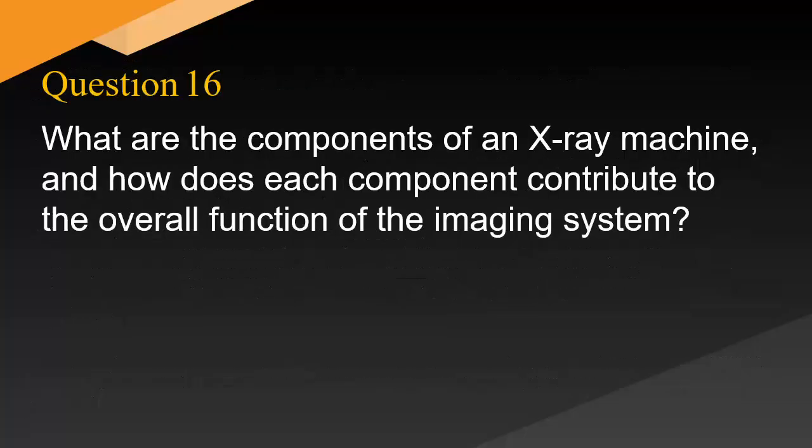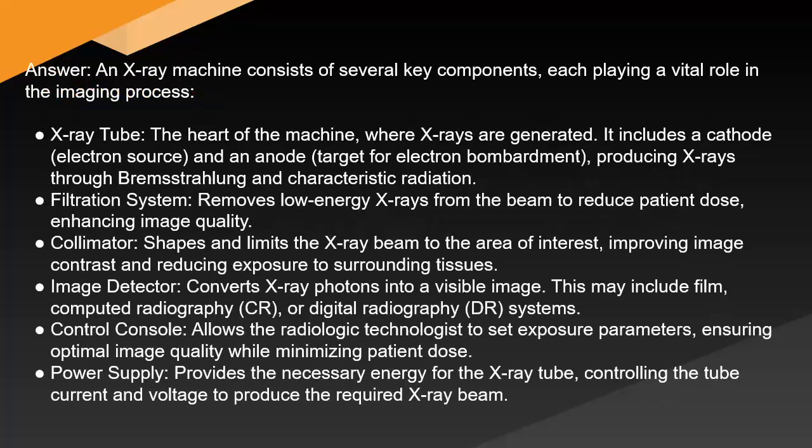What are the components of an X-ray machine, and how does each component contribute to the overall function of the imaging system? Answer: an X-ray machine consists of several key components, each playing a vital role in the imaging process. X-ray tube: the heart of the machine where X-rays are generated. It includes a cathode, the electron source, and an anode, the target for electron bombardment, producing X-rays through bremsstrahlung and characteristic radiation.